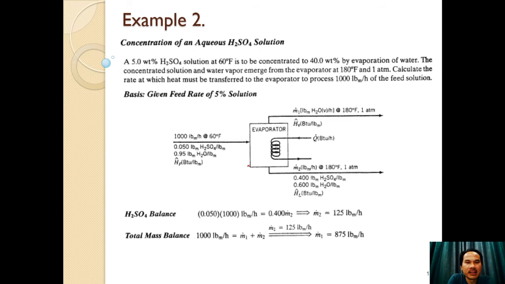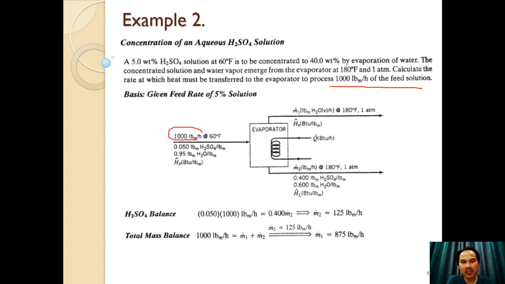For this example, the concentration of aqueous sulfuric acid solution is 5 weight percent. The 5 weight percent sulfuric acid solution at 60 Fahrenheit is to be concentrated from 5 to 40 weight percent by evaporation of water. For this case, the feed includes sulfuric acid and water. It is 5% sulfuric acid, that means 95% water. The feed solution is 1,000 pound mass per hour at 60 Fahrenheit. Okay, this is the feed.